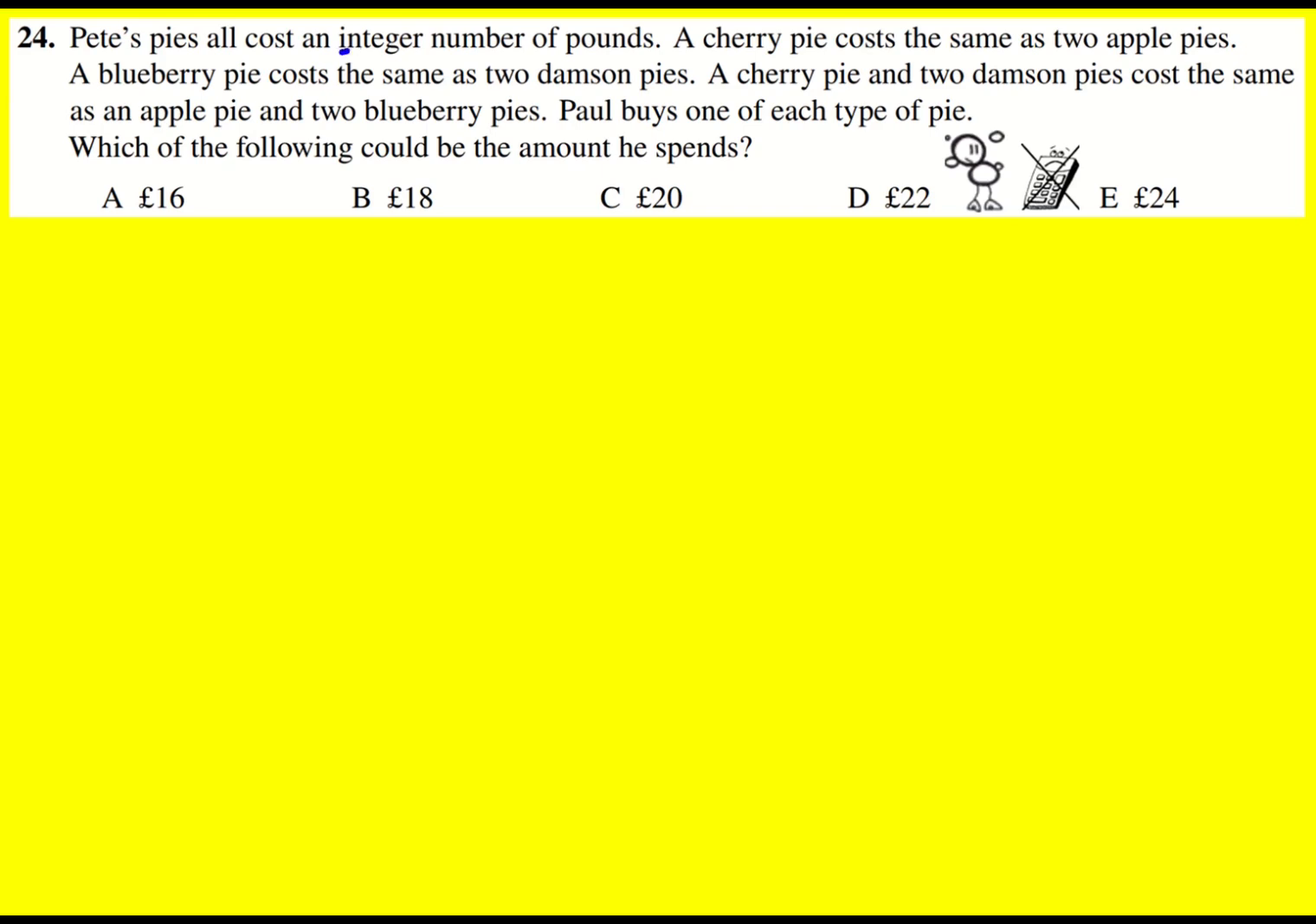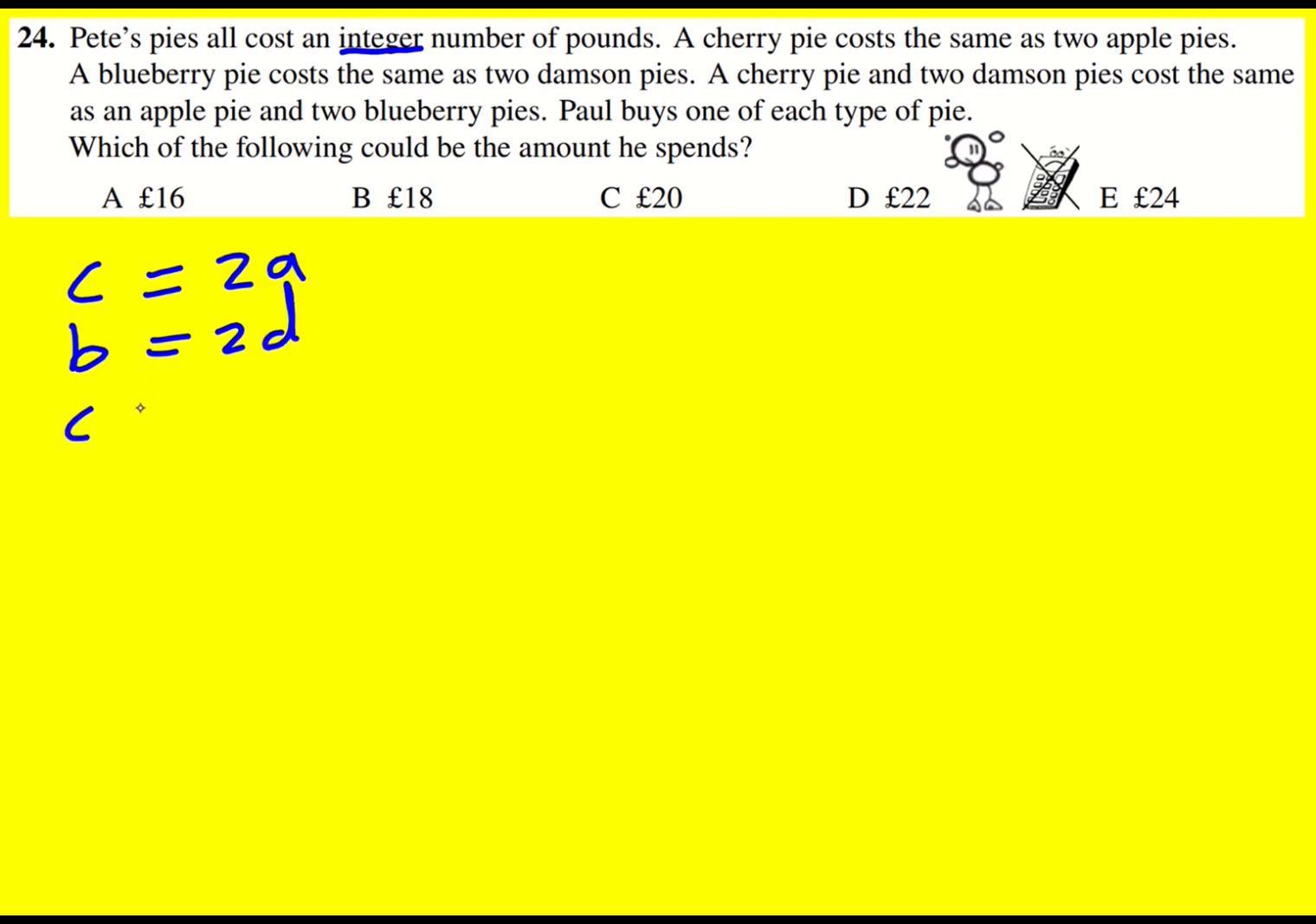The first thing to note is that all the pies cost an integer amount, that's a whole number. And then writing these words mathematically, we have the cost of a cherry pie is the same as 2 apple pies. I can write that equation. The cost of a blueberry pie is the same as the cost of 2 damson pies.